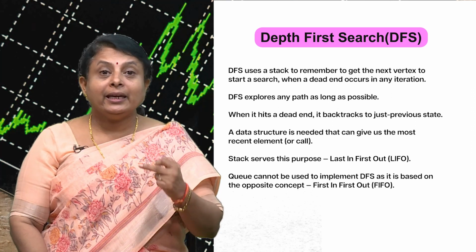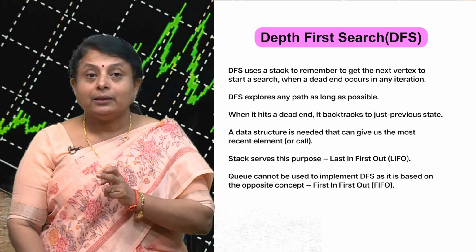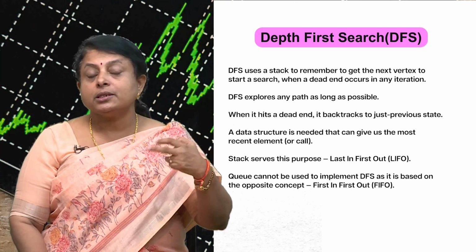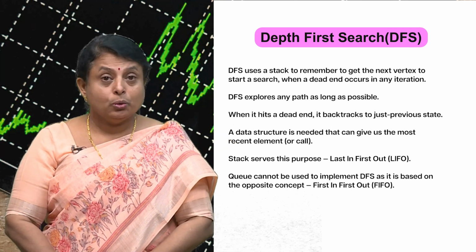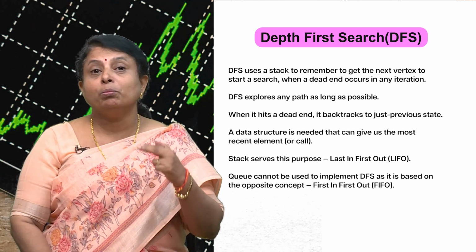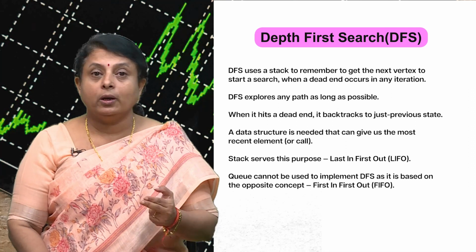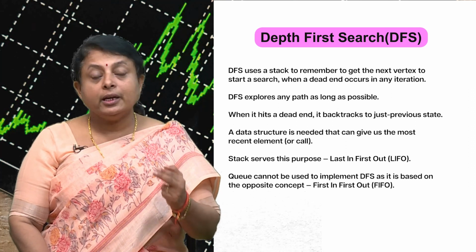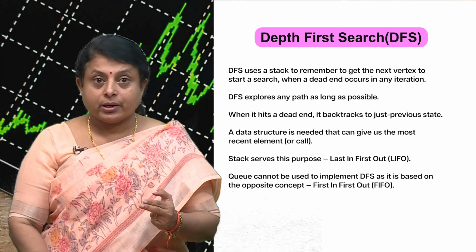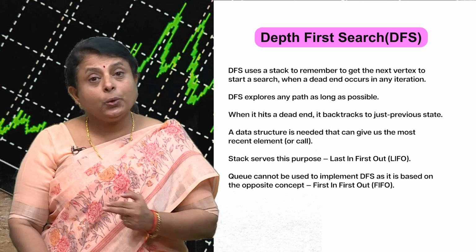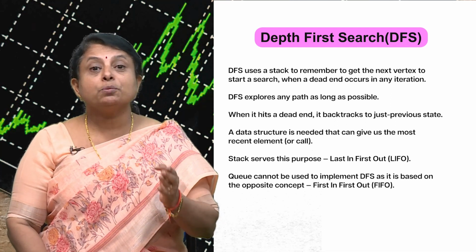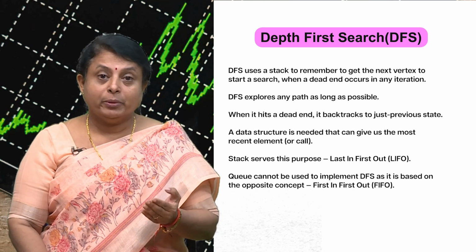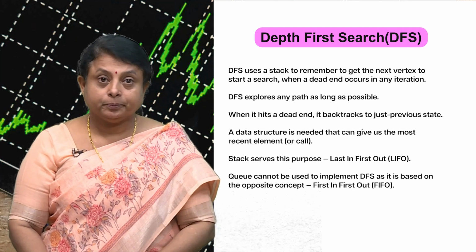DFS explores any path as long as possible until no cycle is formed. When it hits a dead end, it backtracks to the just previous state. So, we need a data structure that can give us the most recent element or the most recent call. The stack serves this purpose, that is, last in, first out. So, DFS uses the stack data structure for its implementation. The queue cannot be used to implement DFS as it is based on the opposite concept of the stack, that is, the first in, first out FIFO method, which is not suitable for the DFS algorithm.